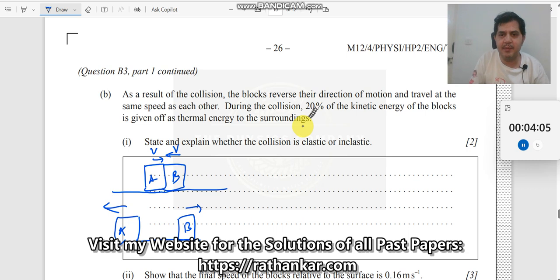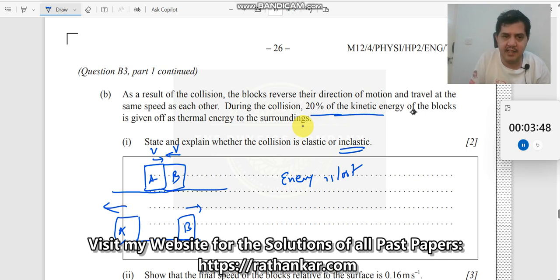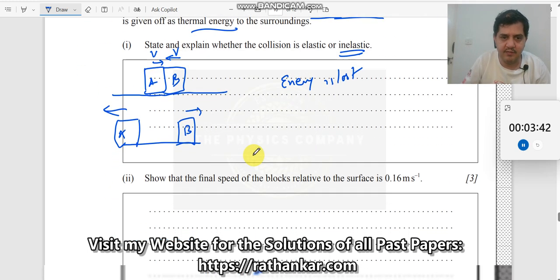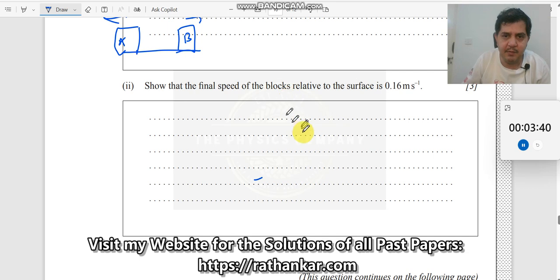During the collision, 20% of the kinetic energy of the blocks is given off as thermal energy. This is where heating takes place. 20% is lost. Okay. State and explain whether the collision is elastic or inelastic. Definitely it is inelastic. Why inelastic? Because energy is lost. It's very clearly said that 20% of the kinetic energy of the blocks is given off as thermal energy, so therefore it is lost. So it is an inelastic collision. Very easy.